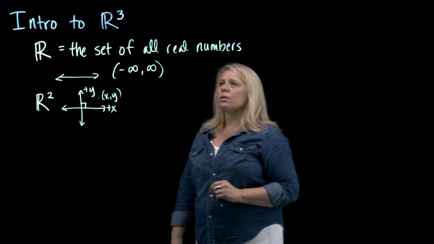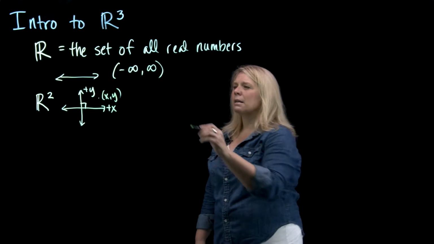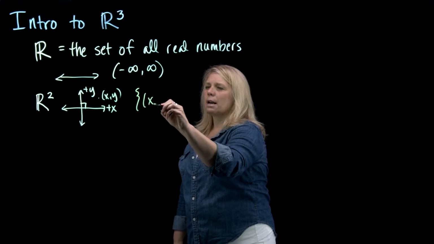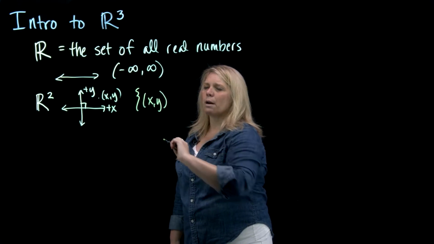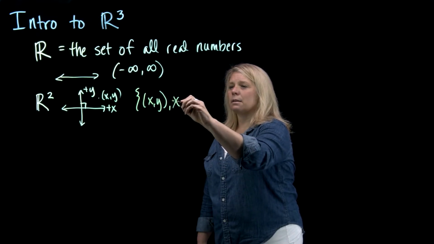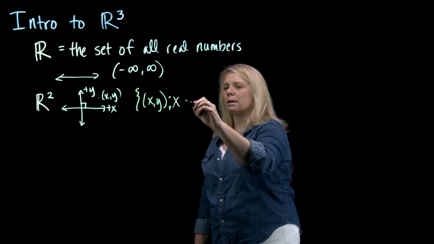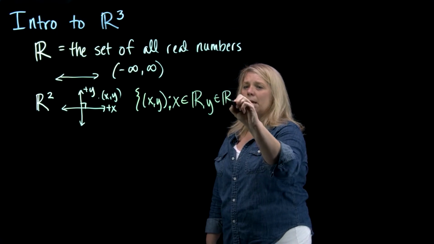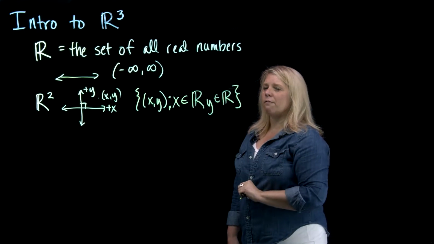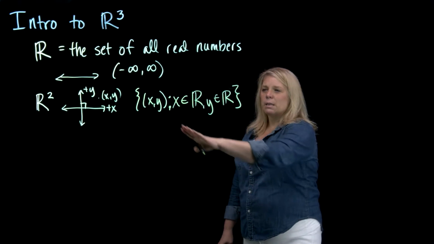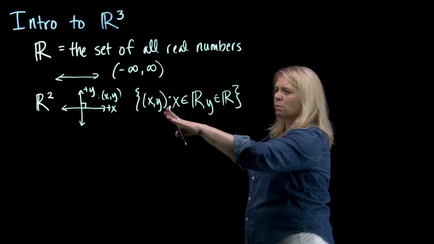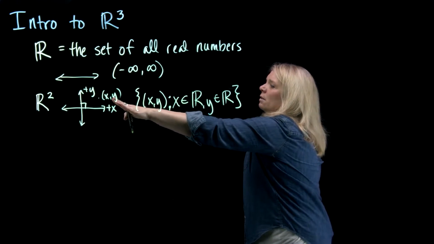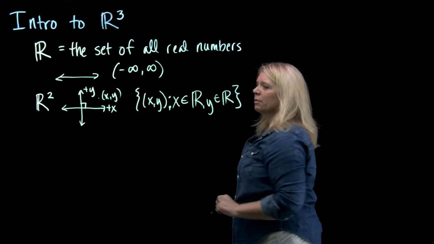Another way to think about R2 in terms of sets is to use some set notation here. For R2, the set of all x, y, so ordered pairs x, y, such that, so colon here, x is an element of the real numbers and y is an element of the real numbers. So this is using some fancy math notation, but this is set notation, the set of all x, y such that x is in the real numbers and y is in the real numbers. So it's just a set notation way of writing what we've described here.